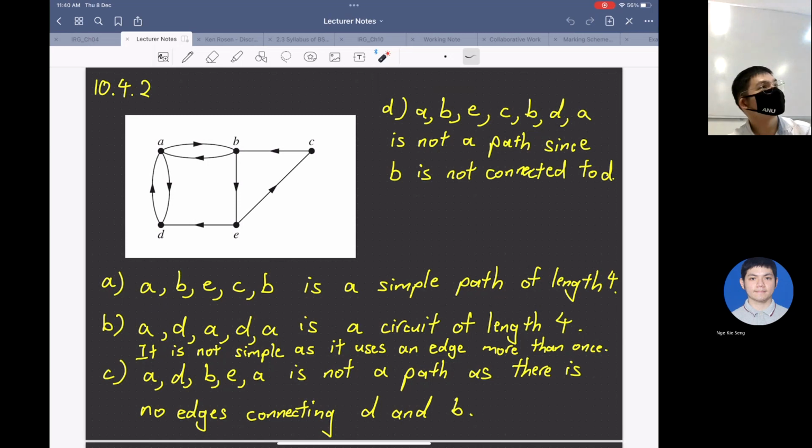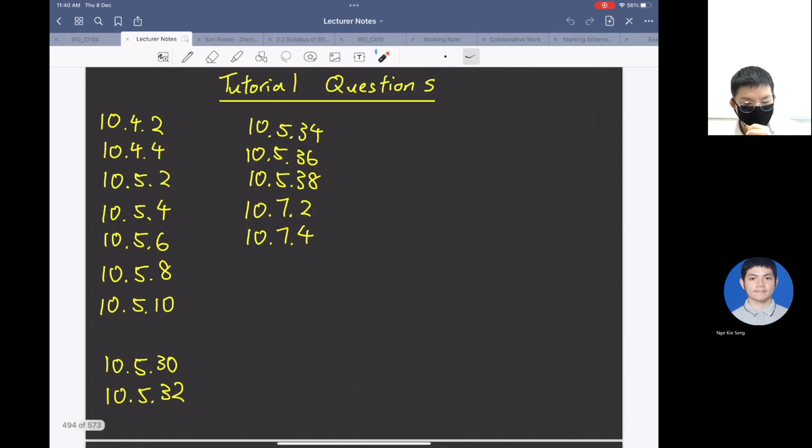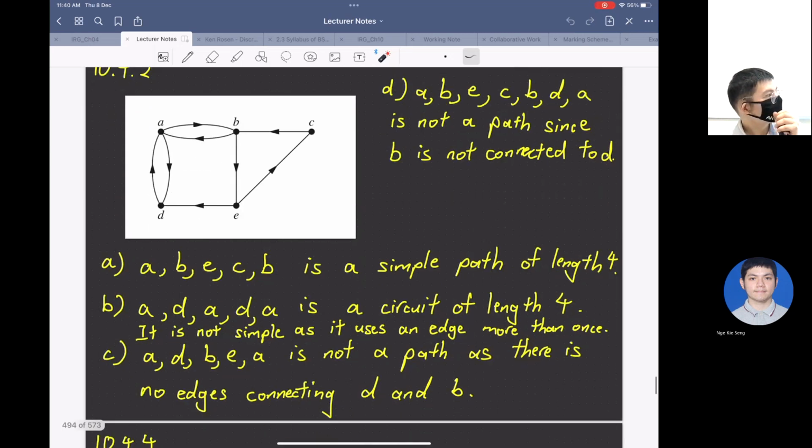等一下，给我讲那个 length。Okay, let's discuss 10.4.2.